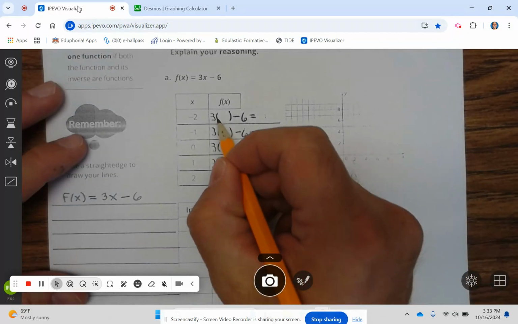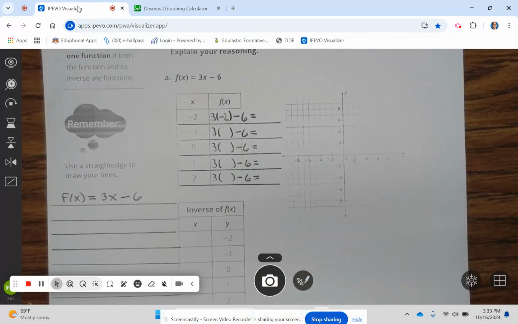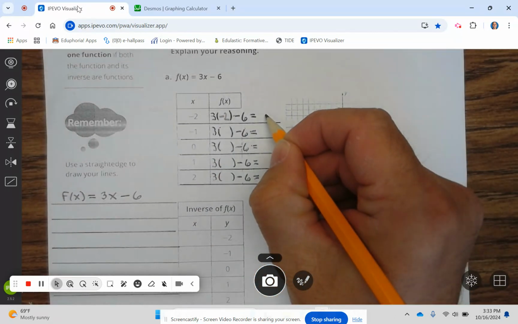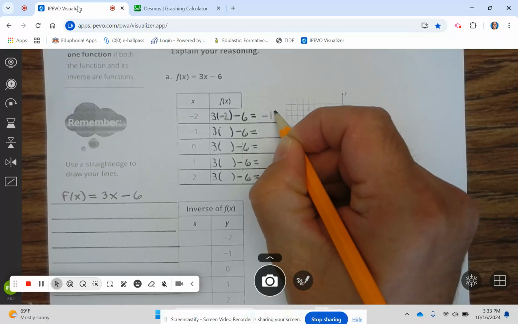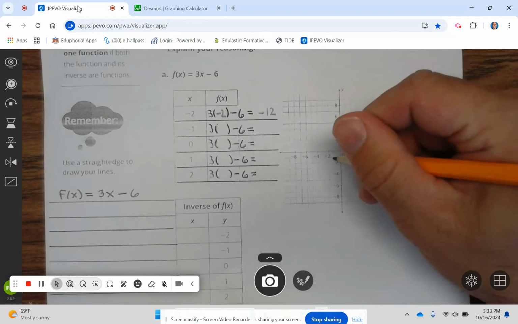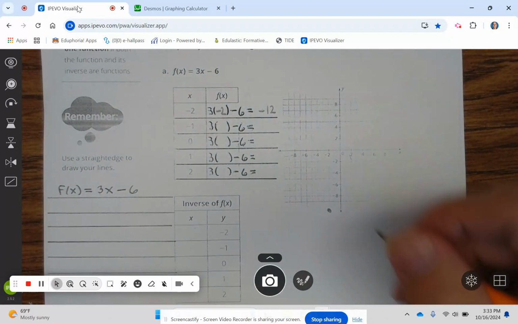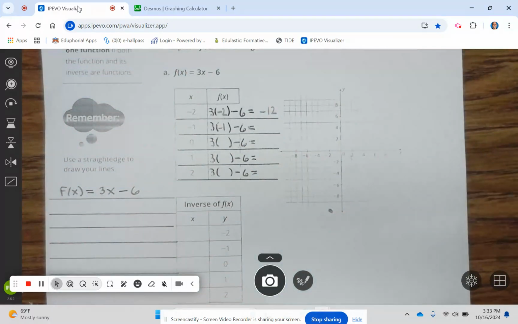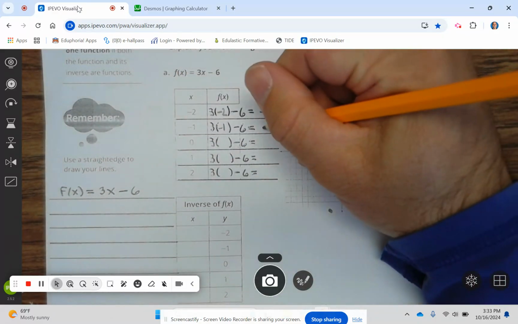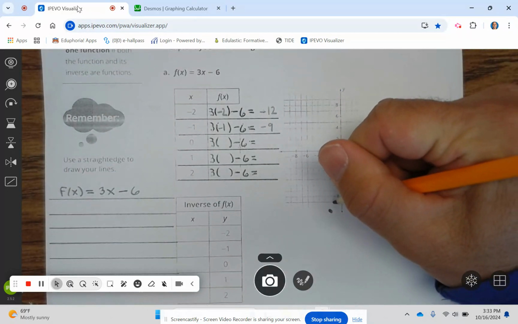Okay, let's take a look at A. So we plug in -2 into the function. So 3 times -2 minus 6 is -12. And that point, -2, -12, is about right here. Okay, and then we plug in -1. So 3 times -1 minus 6 is -9. So that's -1, -9.